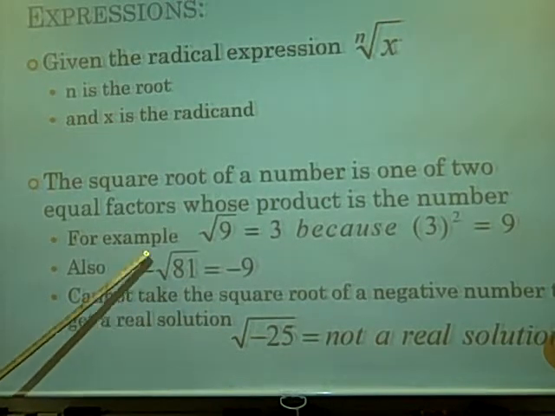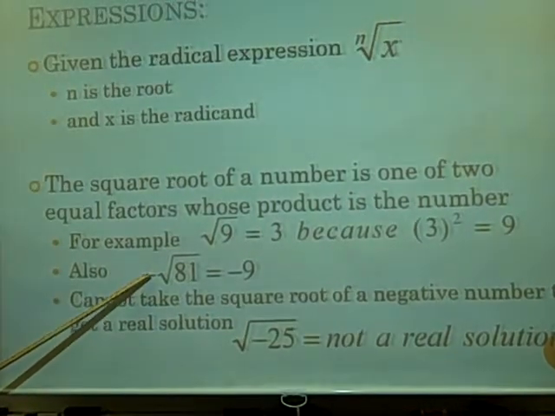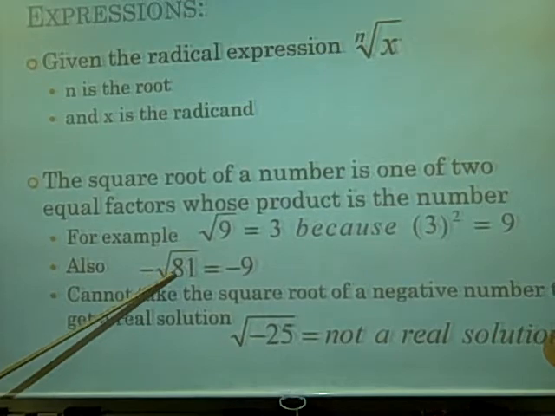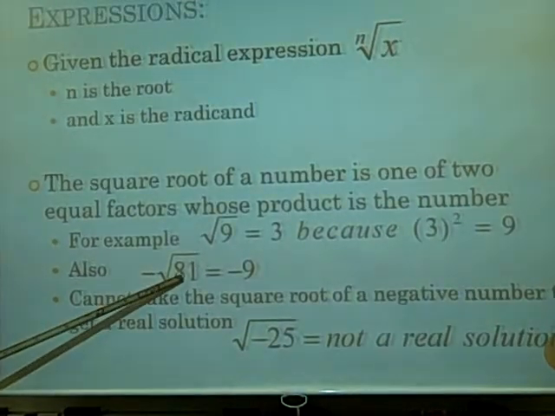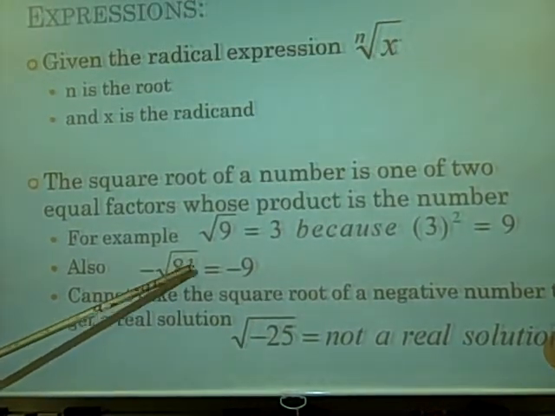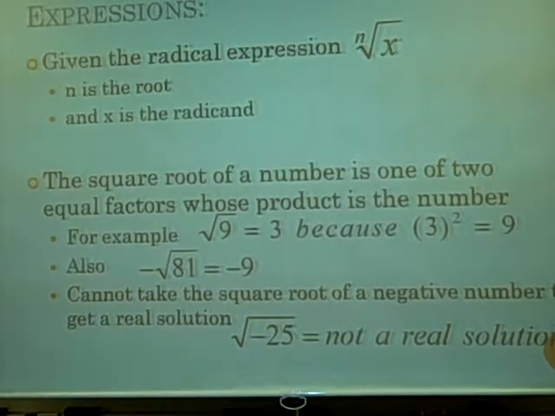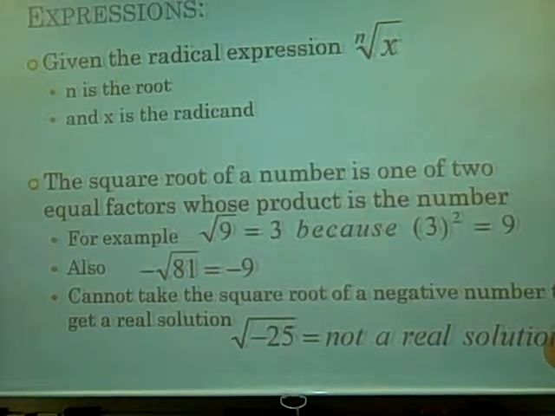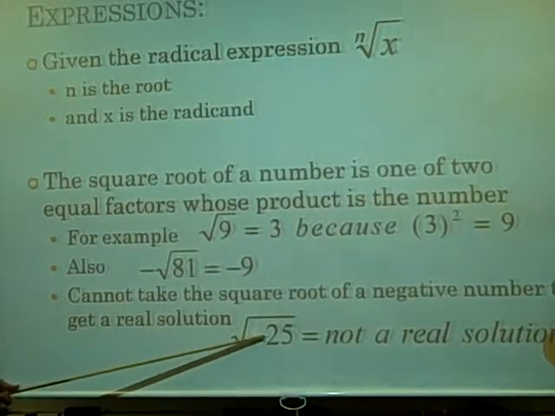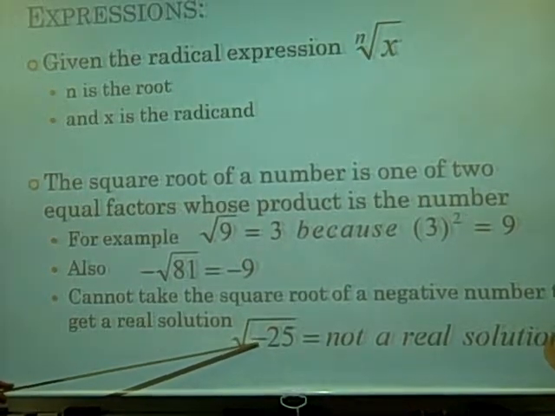So here we have a negative outside the radical. So we think of 81 as 9 times 9 is 81, right? So the square root of 81 is 9, but we have a negative outside there, so it would be a negative 9.